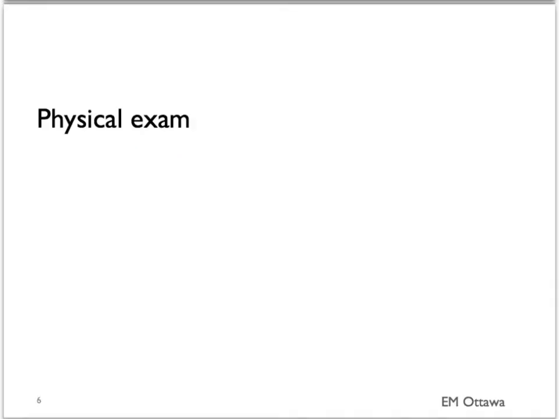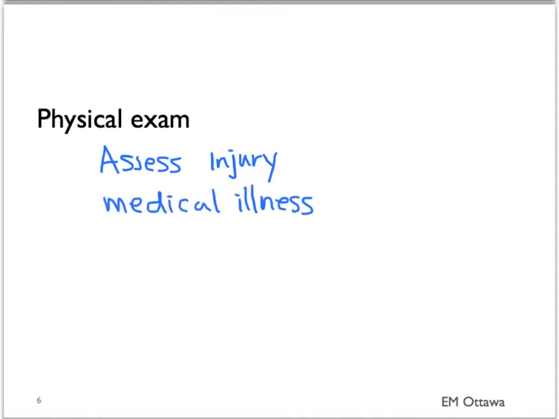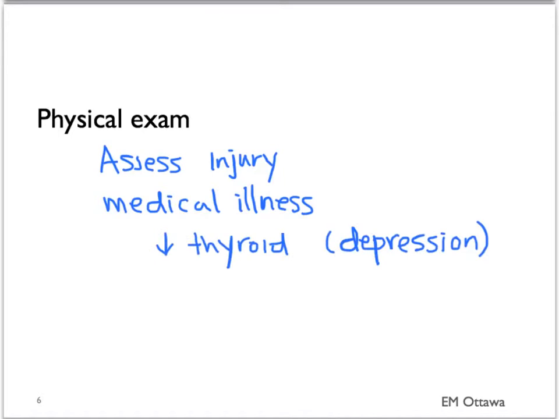What about physical exam? First, we have to assess the injury that has been caused by the suicidal attempt. There are also medical conditions that mimic psychiatric conditions. Hypothyroid can look like depression. Delirium can look like psychosis. Conditions such as PE, asthma, can look like panic attack or anxiety.